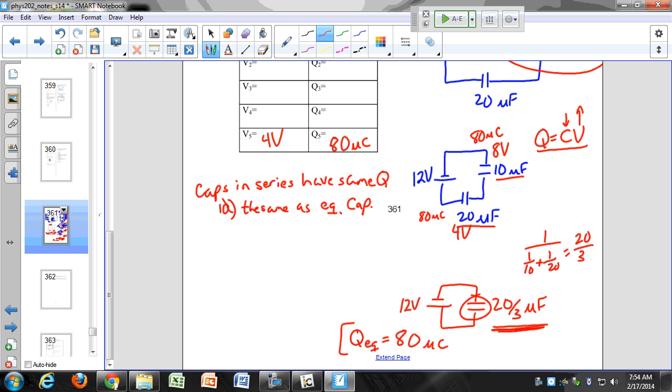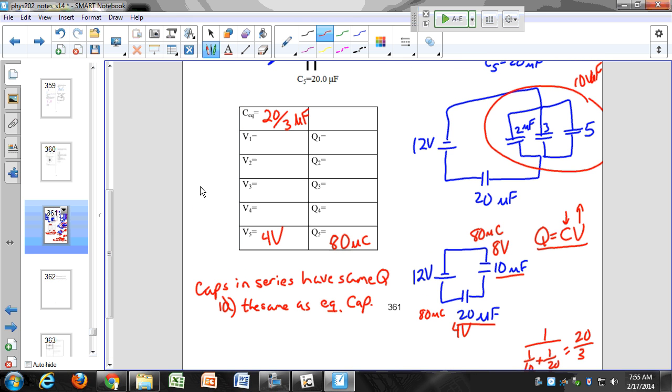Oh, how did I calculate 80 microcoulombs? Q is equal to CV, and that's going to be 20 thirds microfarads times 12 volts, and that's equal to 80. Sorry, I didn't realize your question was so simple. All right.